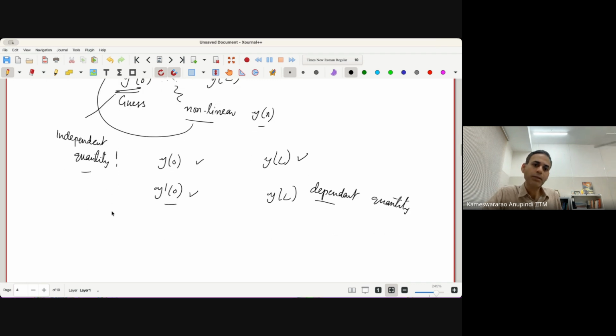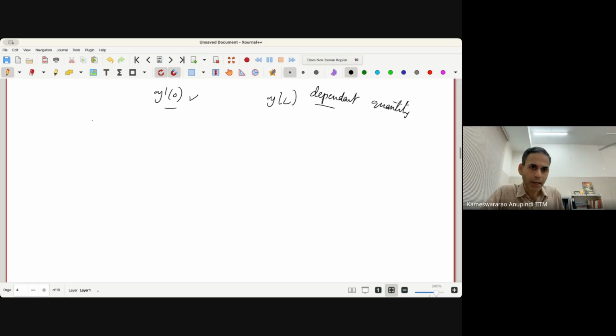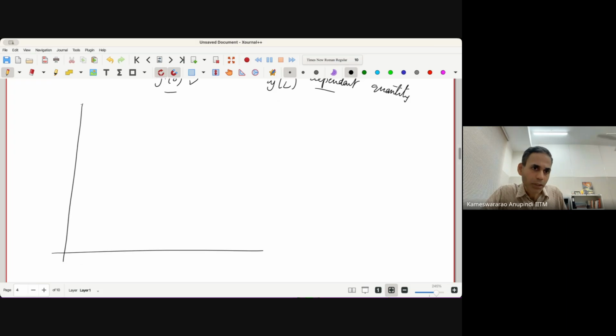If this is the case, I'm going to draw some kind of a function here. On the x-axis I choose y prime 0, and on the y-axis let me choose y of L. We made y of 0 given, and y prime 0 is a guess value. With that, we have integrated and obtained some y of L. That is the idea. On the x-axis is your independent quantity, on the y-axis is your dependent quantity. And we also know that this relation between y prime 0 and y of L is governed by some nonlinear function.